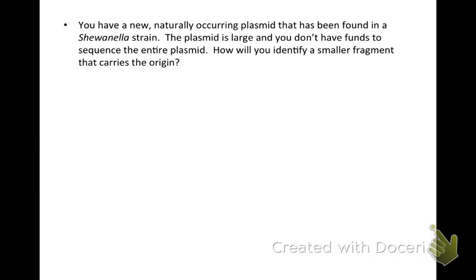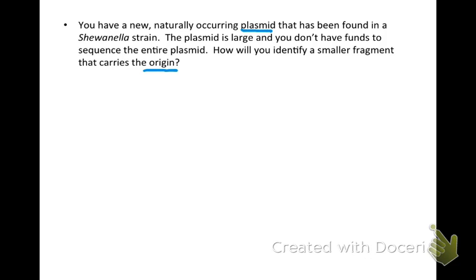Well, here's another question from that assessment. You have a new plasmid that you've isolated from a strain called Shigella. And the plasmid is fairly large. It's naturally occurring. We've already seen that many of those are in excess of 100 kb. And you don't want to sequence the whole plasmid, so you're going to come up with a strategy to identify a fragment that contains just the origin.